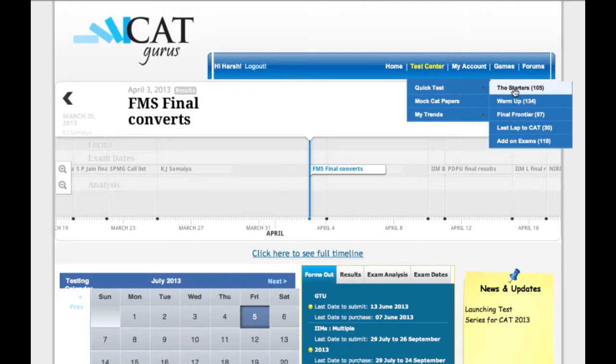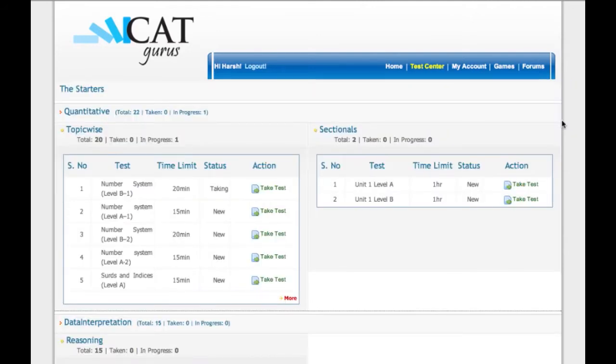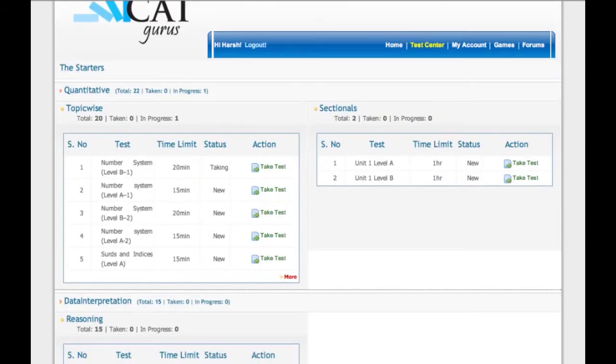The starters. Now in starters we see we have quantitative, which is the first part here, and within quantitative there is topic wise. Now topic wise tests are nothing but individual topics. You see number systems here. Let me open the tests. So let's click on more here.